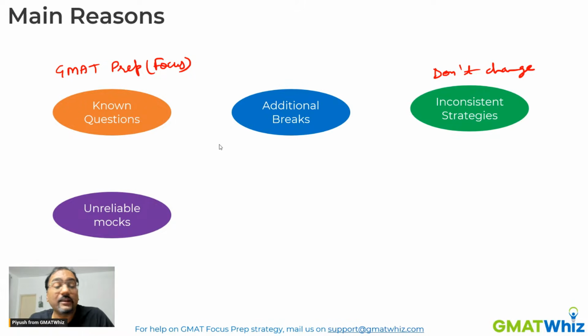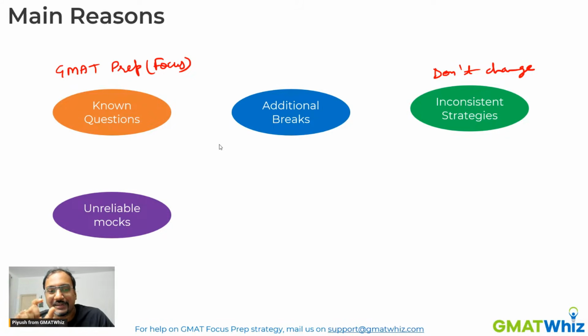Another reason could be unreliable mocks. A lot of mocks, again, I'm not going to name which ones are unreliable or not right now. I don't want to get into that controversy, but the idea is some mocks may not be as reliable as others. The most reliable mocks right now, I would say, are official mocks. They're very, very reliable, obviously, because they have the same algorithm. But yes, even in them, they don't have experimental questions in the mocks, sorry, and they have experimental questions in the actual test.